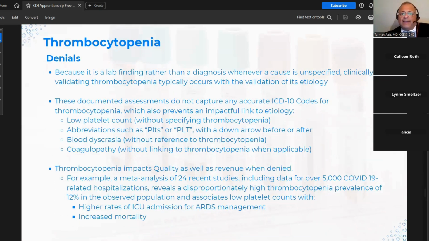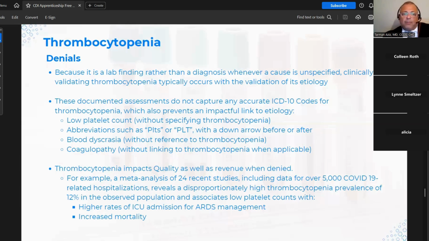Thrombocytopenia is commonly a denied diagnosis as well whenever it doesn't seem to be clinically significant. So if you haven't done anything for the thrombocytopenia and it sort of just drops a little bit and then returns to normal in terms of the platelet count trend, that's not of any great value. And we cannot get anything out of low platelet count or a downward arrow with platelets or downward arrow PLT or any other euphemisms for thrombocytopenia like a blood cell dyscrasia or a coagulopathy, because those are too broad and we don't really know what the provider means when they say something like that.